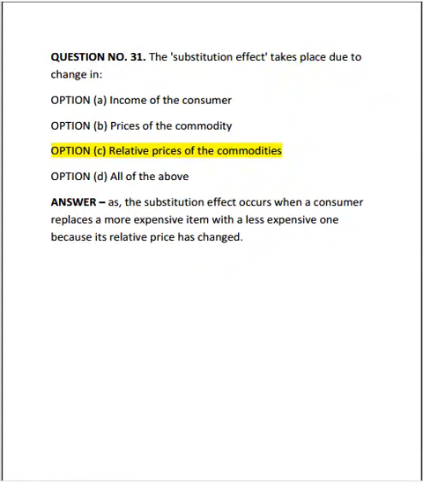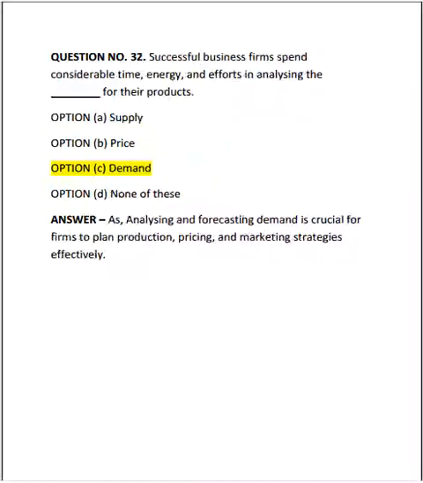Question No. 31. The substitution effect takes place due to change in Option A, income of the consumer. Option B, prices of the commodity. Option C, relative prices of the commodities. Option D, all of the above. Answer: C, as the substitution effect occurs when a consumer replaces a more expensive item with a less expensive one because its relative price has changed.